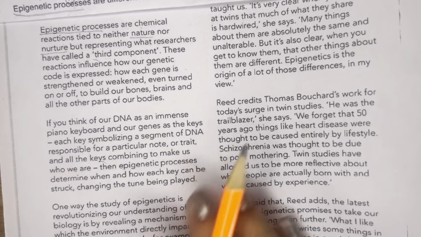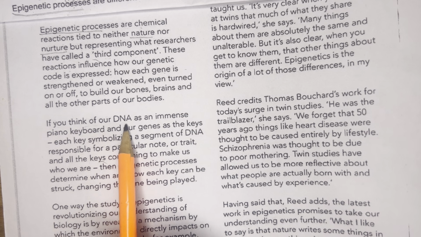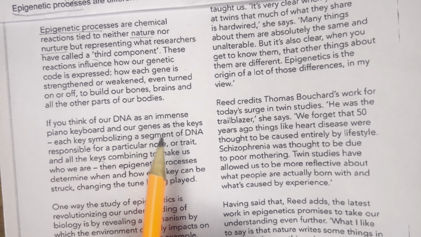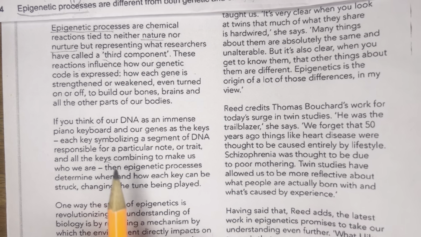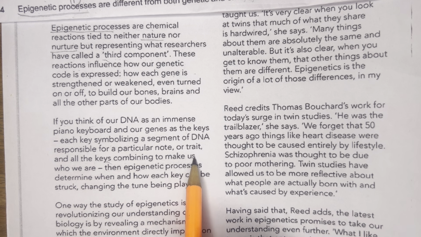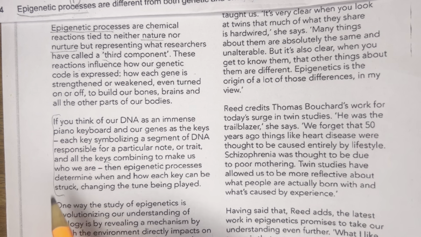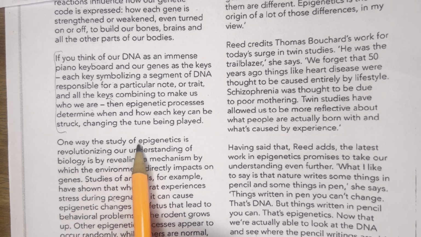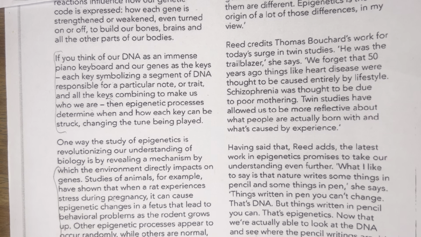Okay, let's see. If you think of our DNA as an immense piano keyboard and our genes as the keys, each key symbolizing a segment of DNA responsible for a particular trait, and all the keys combining to make us who we are, the epigenetic processes determine when and how each key is played. So this is just an example of a piano. One way the study of epigenetics is revolutionizing our understanding of biology is by revealing a mechanism by which the environment directly impacts our genes. Studies of animals, for example, have shown that when a rat experiences stress. And this talks about another example.